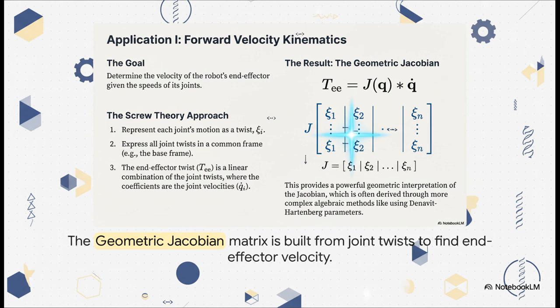So here's the number one application, what we call forward velocity kinematics. And the goal is pretty simple. If we know how fast each of the robot's joints are moving, how fast is the tip, the end effector, moving? Screw theory gives us the answer with something called the geometric Jacobian. And this Jacobian isn't some abstract math thing. It's literally a matrix that's built directly from the twist of each joint in the robot arm.